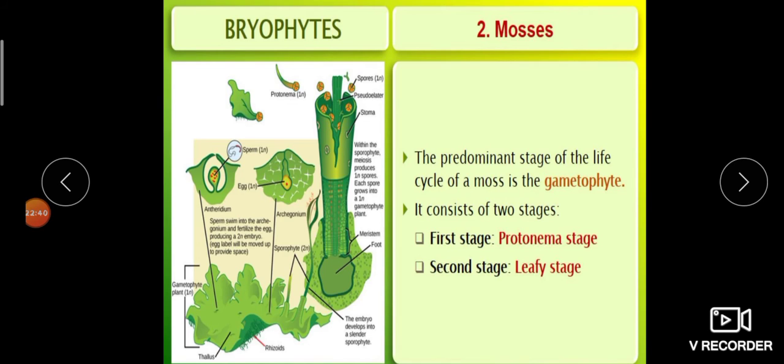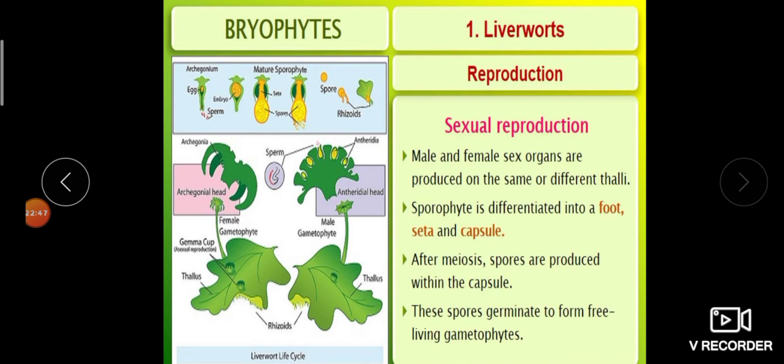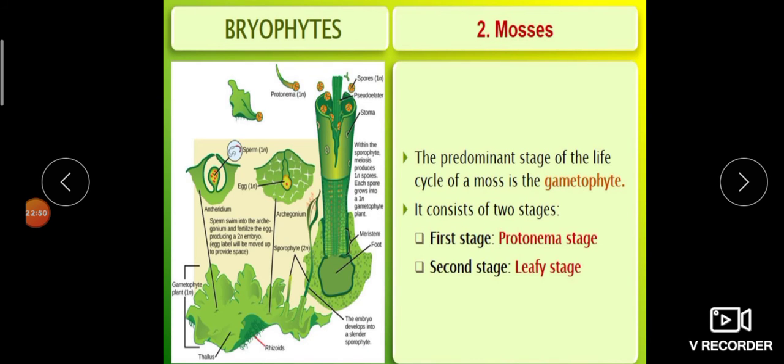Then come to the next type, that is mosses. The moss life cycle has two major stages. The more predominant stage of the life cycle is the gametophyte; the sporophytic phase is very small comparatively. If you compare the two phases, the gametophytic phase is longer than the sporophytic phase.